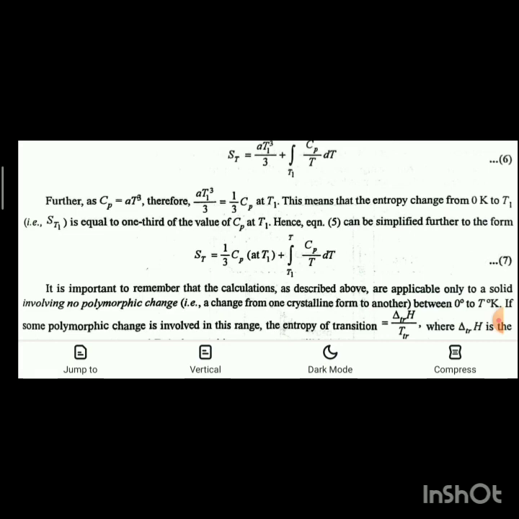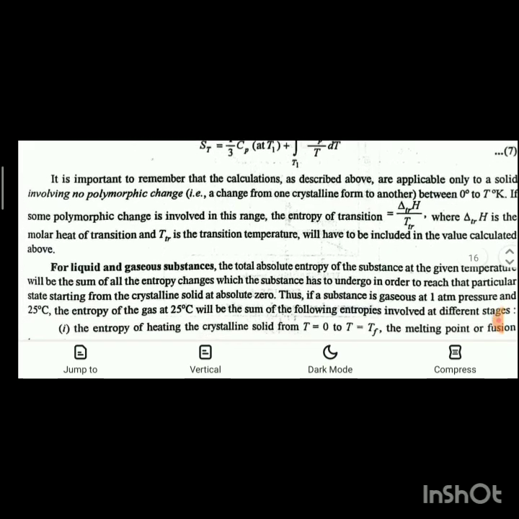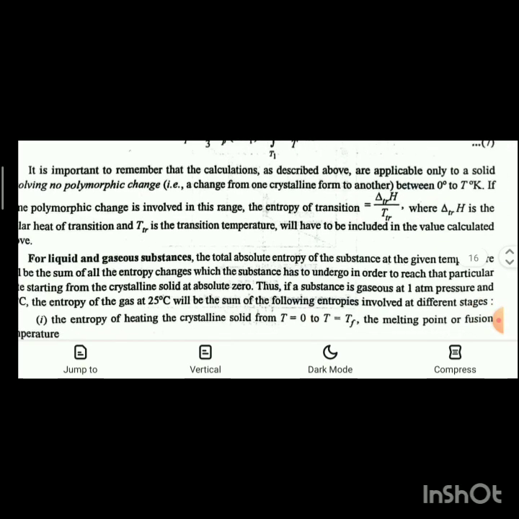It is important to remember that the calculations described above are applicable only to a solid involving no polymorphic change, that is a change from one crystalline form to another, between 0 Kelvin and T Kelvin. If some polymorphic change is involved in this range, the entropy of transition, delta transition H upon T of transition, where delta transition H is the molar heat of transition and T of transition is the transition temperature, will have to be included in the value calculated above.